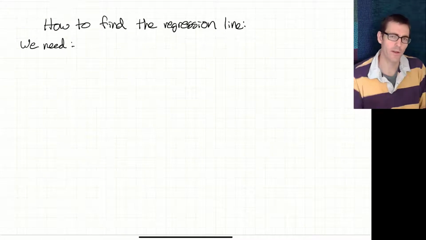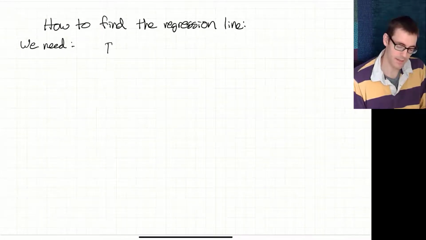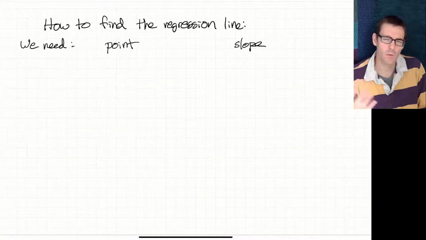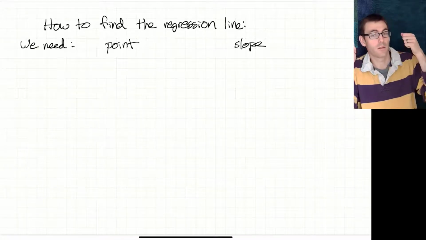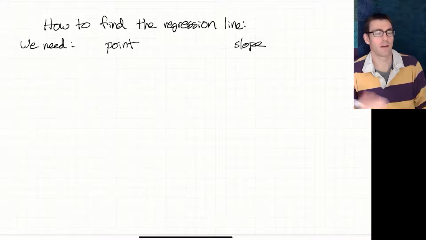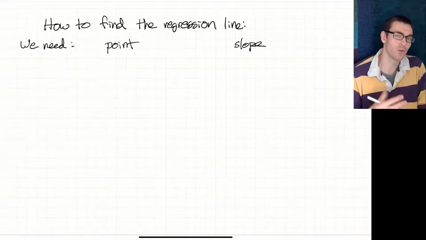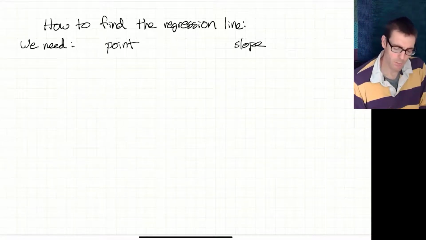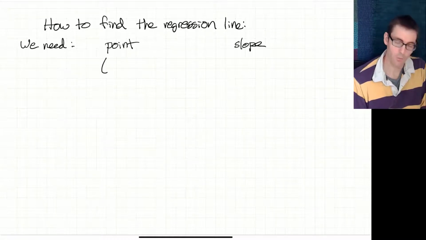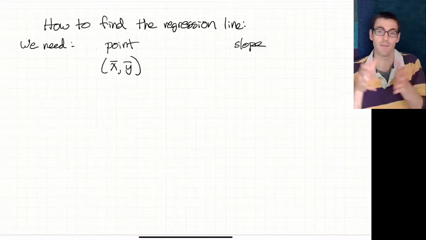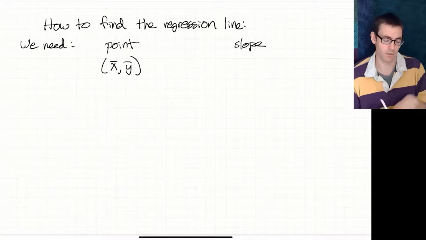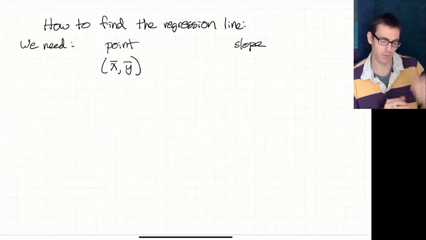As I said earlier, one way to find an equation for a line is to identify a point and a slope. And we said that we want an equation for this line to include the middle of our distribution. In other words, we would like to include that mean point. So the point that we can use for our equation is the mean point. So x bar is the mean of the x, or explanatory variable. Y bar is the mean of the response variable.